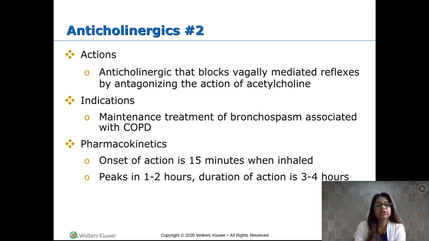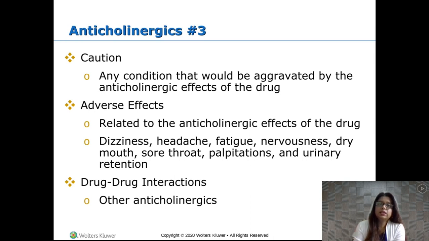Pharmacokinetics: onset of action in 15 minutes when inhaled, peak in 1 to 2 hours, duration of action is 3 to 4 hours. Caution: any conditions that would be aggravated by anticholinergic effects of the drug. Adverse effects related to anticholinergic effects of the drug could cause dizziness, headache, fatigue, nervousness, dry mouth, sore throat, palpitations, urinary retention, and drug-to-drug interactions with other anticholinergics.